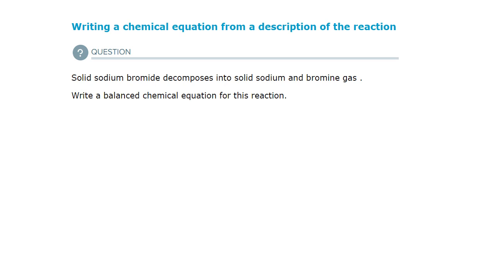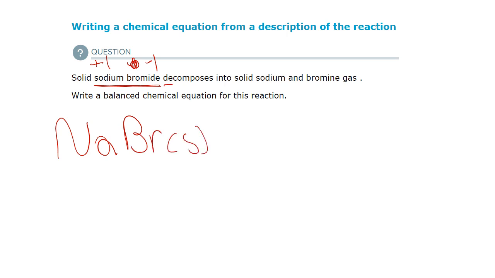Now we have solid sodium bromide. So this is 2 elements, and it doesn't have the prefixes on, so we have to look at the charges. Sodium is +1, bromine is -1, so NaBr. And it decomposes. That means it breaks down into sodium and bromine gas.